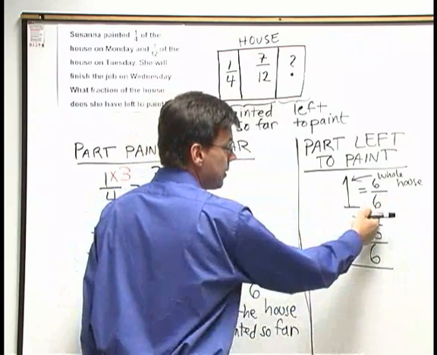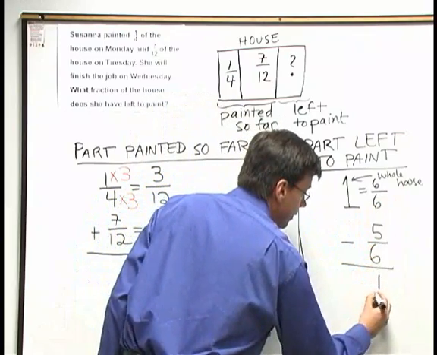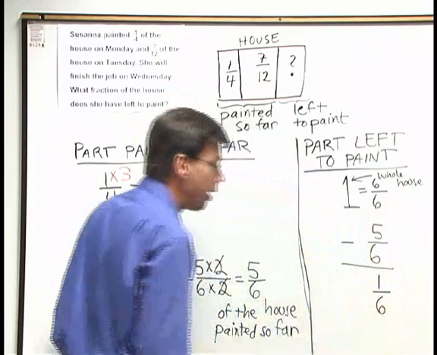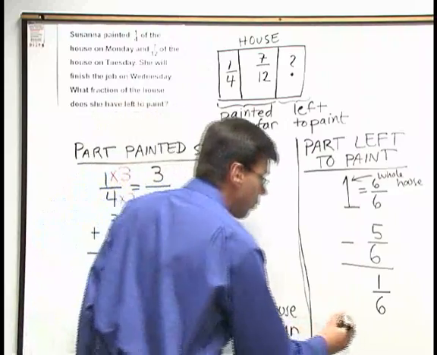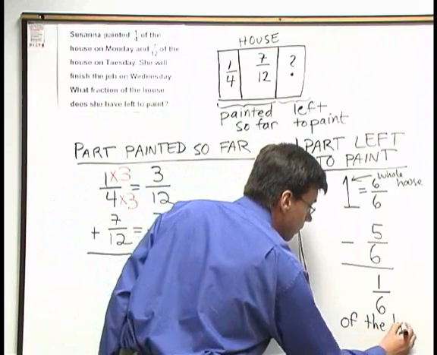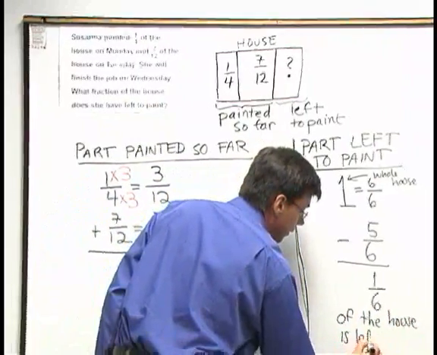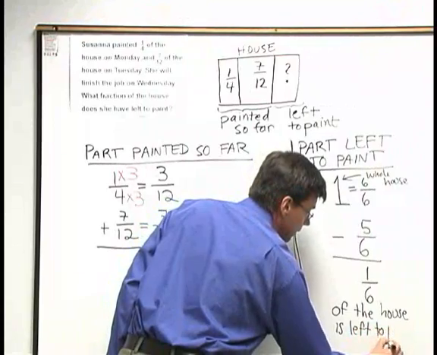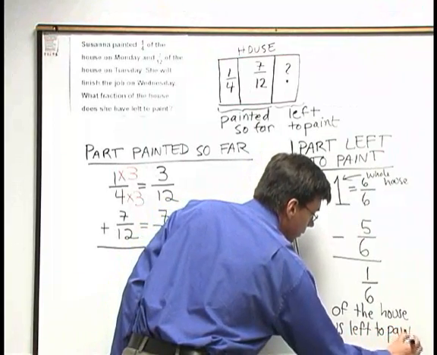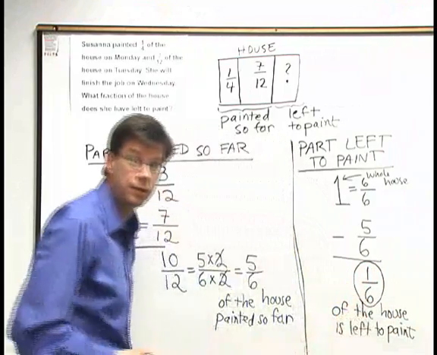We're taking 6/6 minus 5/6. That leaves us with 1/6. That's 1/6 of the house is left to paint. 1/6 of the house, that's the answer to this problem.